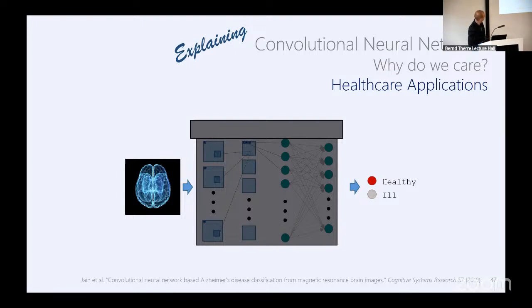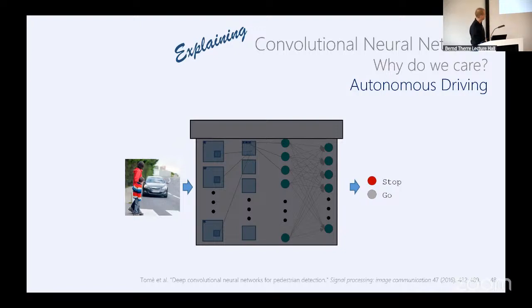Does this person have, let's say, a brain tumor, yes or no, right? Just yes and no by itself is not enough. Why are you saying what you're saying? Self-driving, right? Should we stop? Should we go? Right? Why?